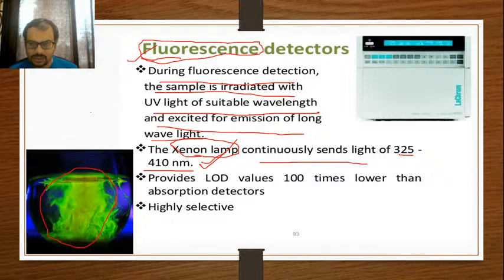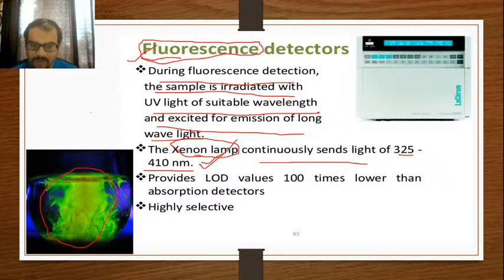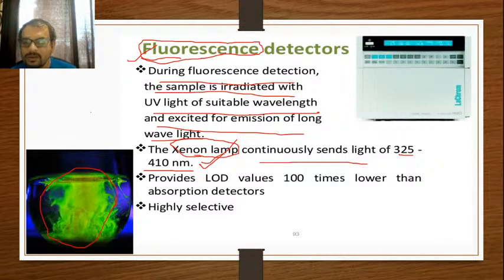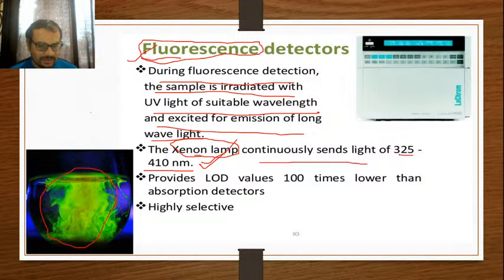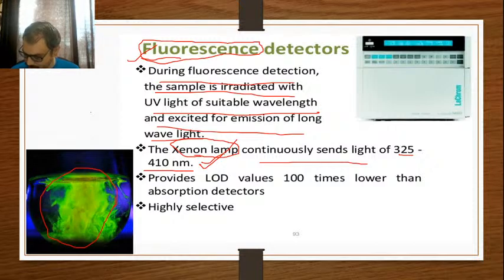Now, if these fluorescent detectors provide you an LOD 100 times lower than the absorption detectors, then why can we not go for fluorescence detectors over UV detectors? I need this answer from you guys.